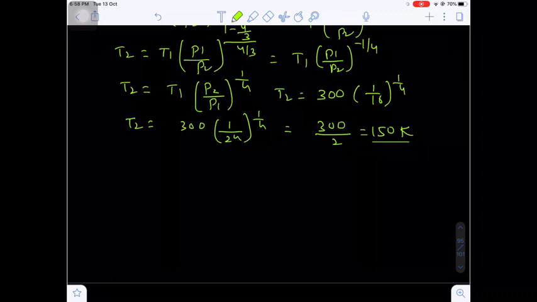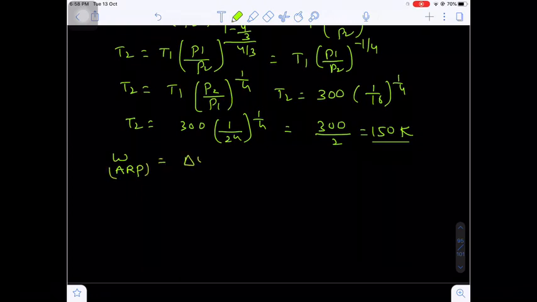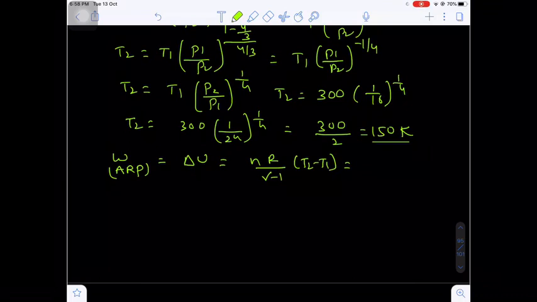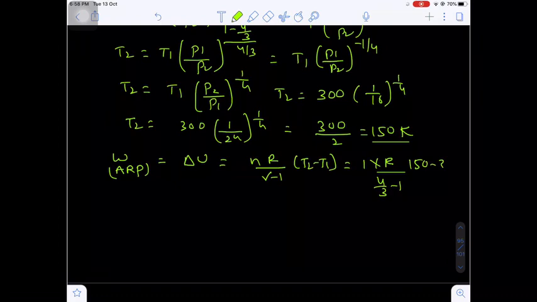Now, what will be the work done here? Work done in an adiabatic reversible process will be equal to del U, which is equal to nR upon gamma minus 1 into T2 minus T1. Number of moles here is 1. The R value as it is I am writing. The gamma value will be 4 by 3. So gamma minus 1, 4 by 3 minus 1. The final temperature will be 150.